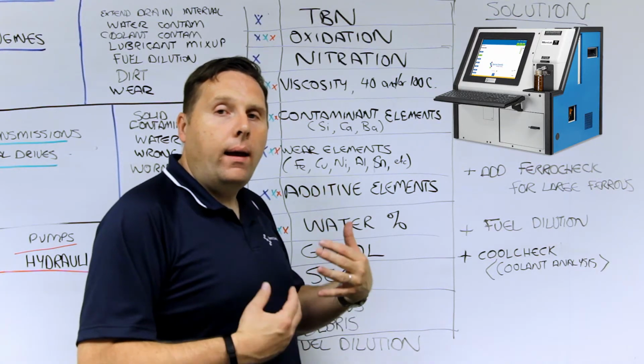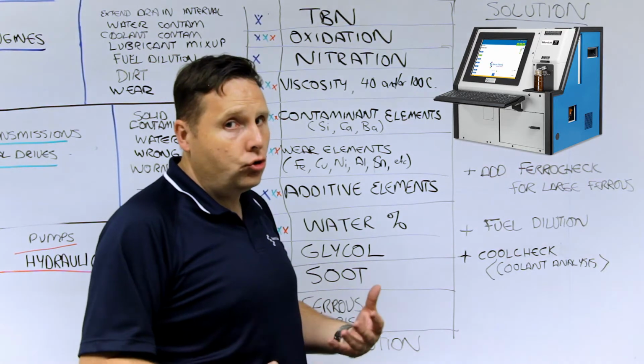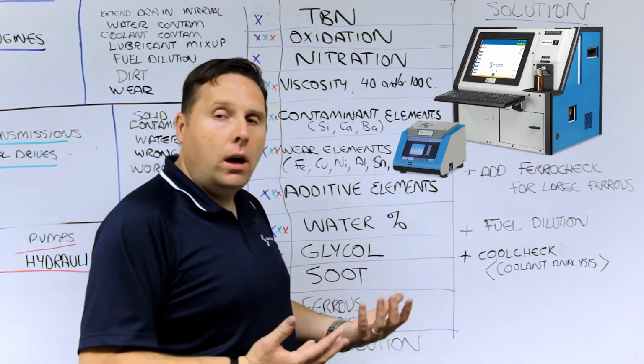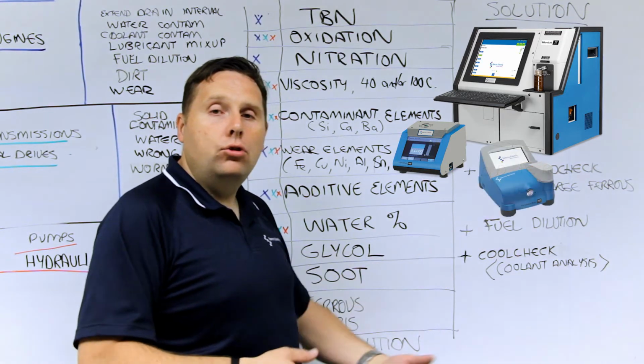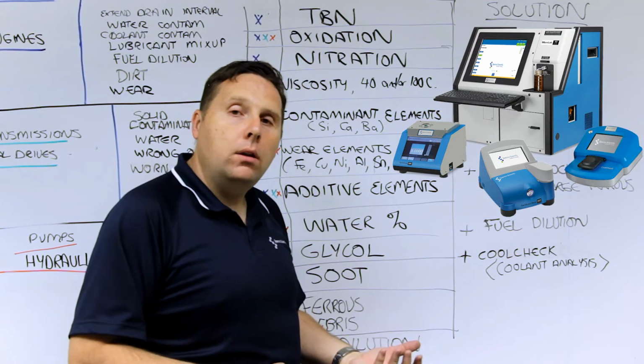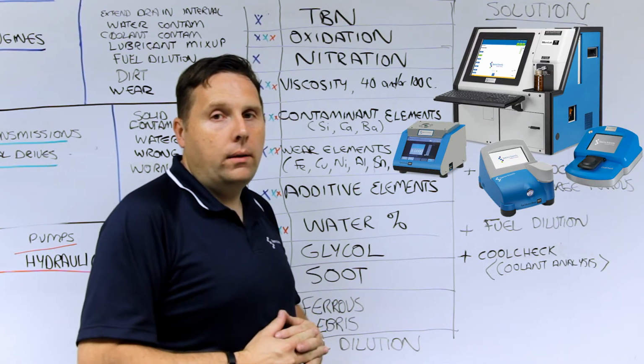For those rotating machinery components that you'll find on construction equipment and other large vehicles, add the FerroCheck for large debris. You have your fuel dilution as a backup for engine applications. And then, of course, you can have the companion CoolCheck system if you want to look at the coolant quality that's on the coolant side of the engine system.